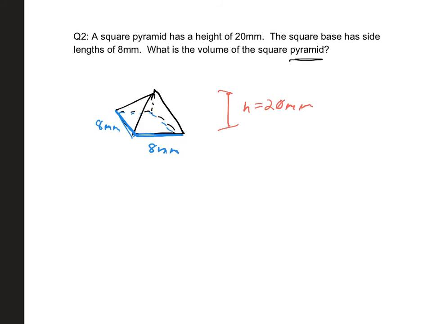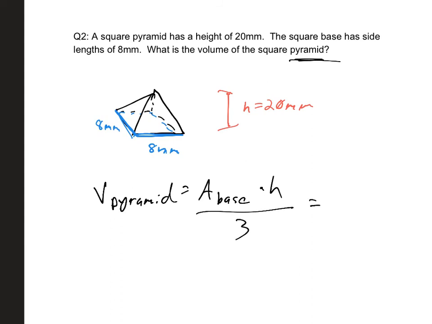Well, we're dealing with a pyramid, so therefore we know that we're going to use the volume of a pyramid formula, which is the area of the base times the height divided by 3. Our base in this case is a square, so we can use side squared or we can use length times width. It ends up being the same thing. I'll use side squared times height divided by 3. If this was a rectangle, you would have to use length times width for the area of the base. We don't have to because it's a square, but either one would work here.